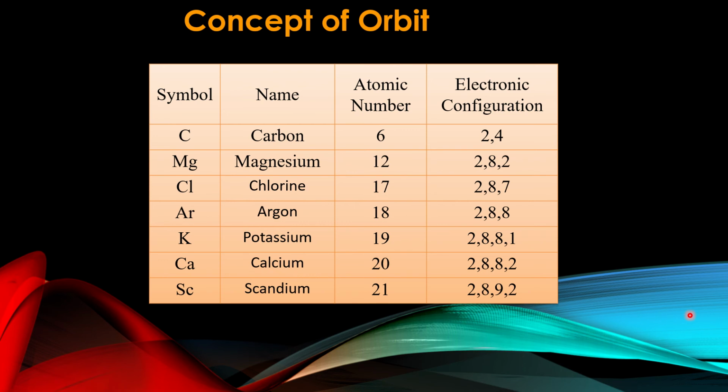In this way, from hydrogen to argon, we can do the electronic configuration. Carbon 2, 4, magnesium 2, 8, 2, chlorine 2, 8, 7, argon 2, 8, 8. But a problem arises while doing the electronic configuration of atoms after argon, or having atomic number more than 18. For example, for potassium, we write 2, 8, 8, 1. But why? It should be 2, 8, 9 because the maximum electron holding capacity of the third shell is 18.